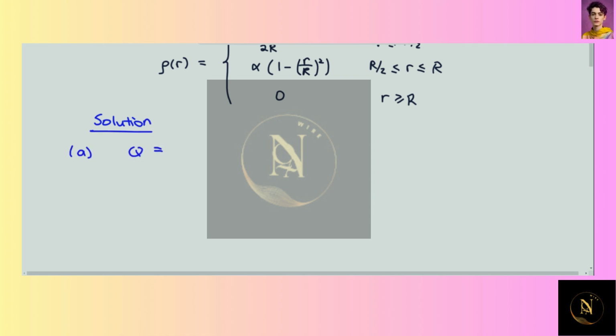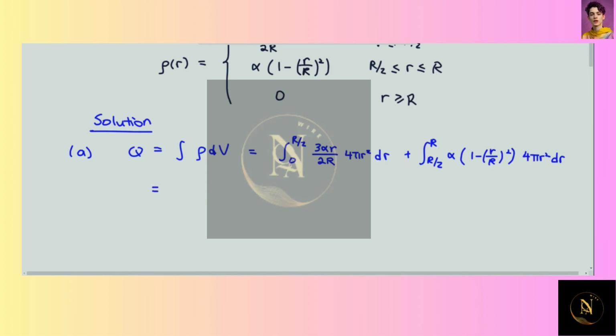So Q is equal to the integral of rho dV, and we have two charge densities, so we expect to integrate in two regions. 3 alpha r divided by 2 big R times 4 pi r squared dr, plus from R over 2 to big R, alpha times (1 minus small r divided by big R) squared, and then 4 pi r squared dr. Because this is a spherical charge distribution, the dV will be 4 pi r squared dr. Then for the first one we can pull out the constants, and we are left with the integral from 0 to R over 2 of r cubed dr, and then we do the same thing for the second integral.